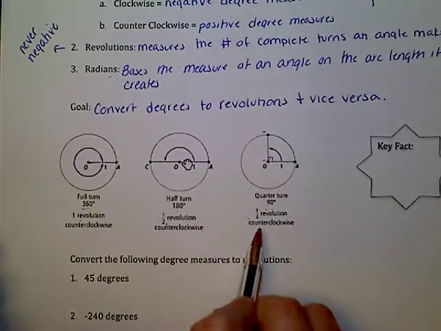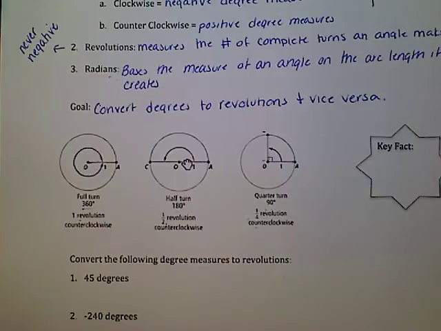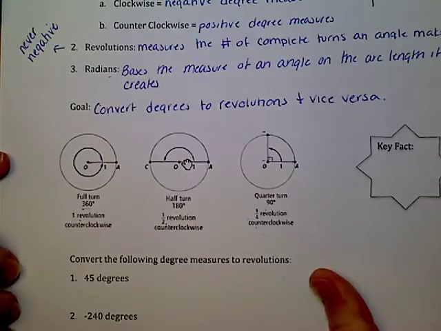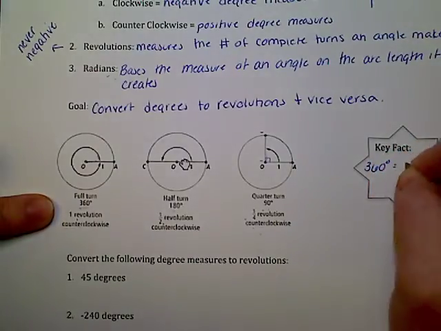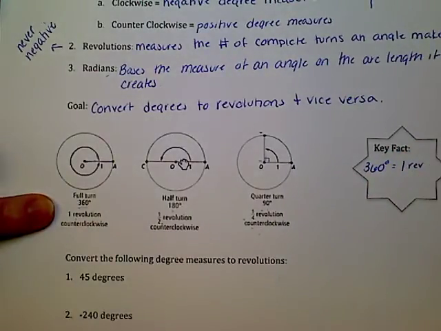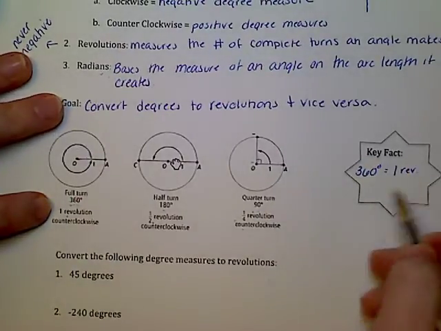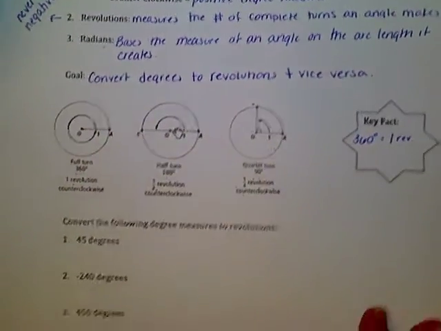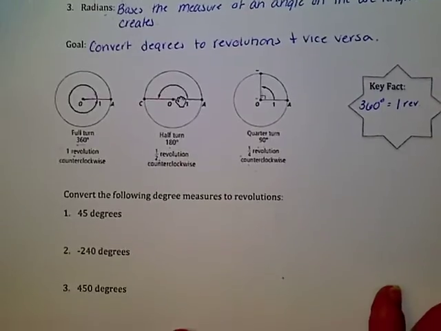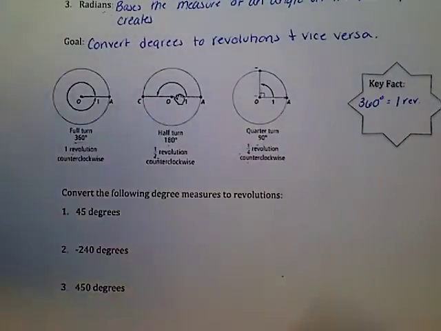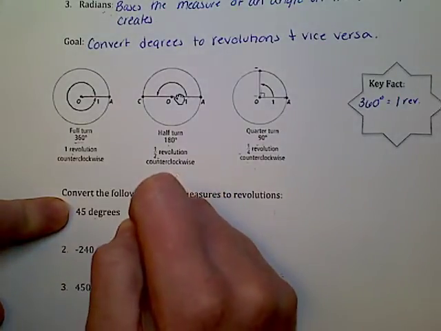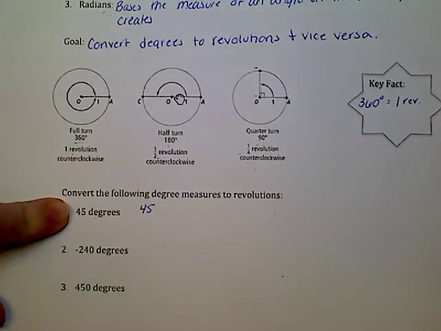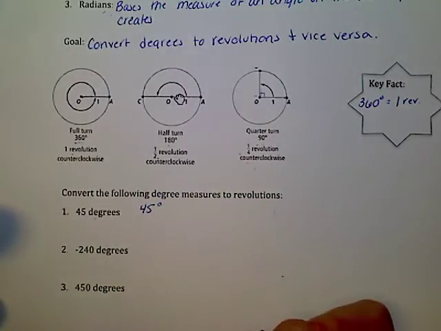And again, that was going counterclockwise. Okay, so the little key fact that you want to recognize here is that 360 degrees equals 1 revolution. That's going to act as like a little conversion factor for us. So 45 degrees, I want to convert that to revolutions. So I know that 45 degrees, okay, I want to convert that to a revolution.